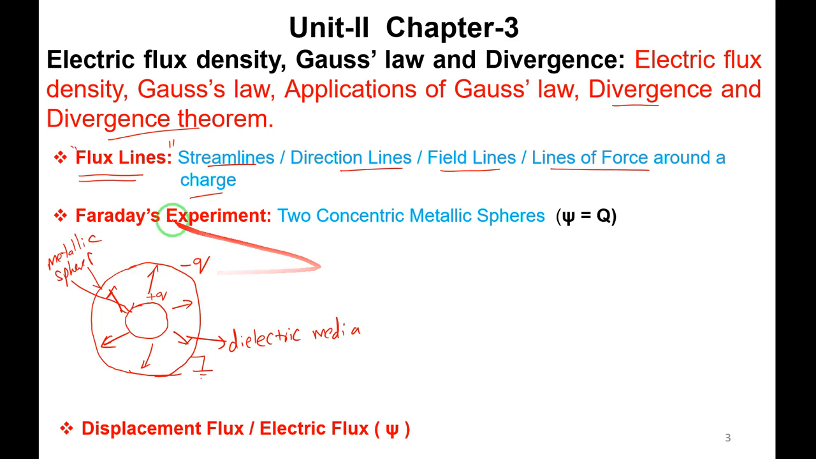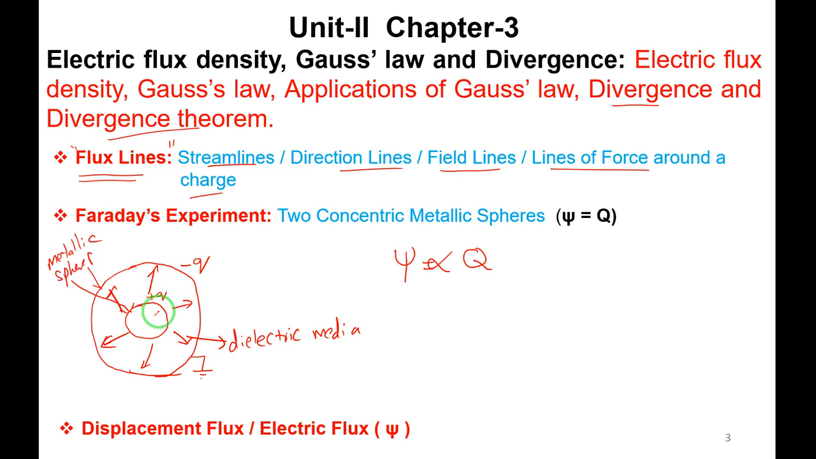For flux lines, we will use the symbol psi to represent the electric flux lines. Instead of simply saying flux lines, I can say electric flux lines, and instead of field lines, electric field lines. Flux lines, electric flux lines, all one and the same. Psi represents the flux lines, and it is proportional to the amount of charge enclosed. That means the amount of flux lines leaving the inner sphere in all directions is directly proportional to the total amount of charge enclosed.